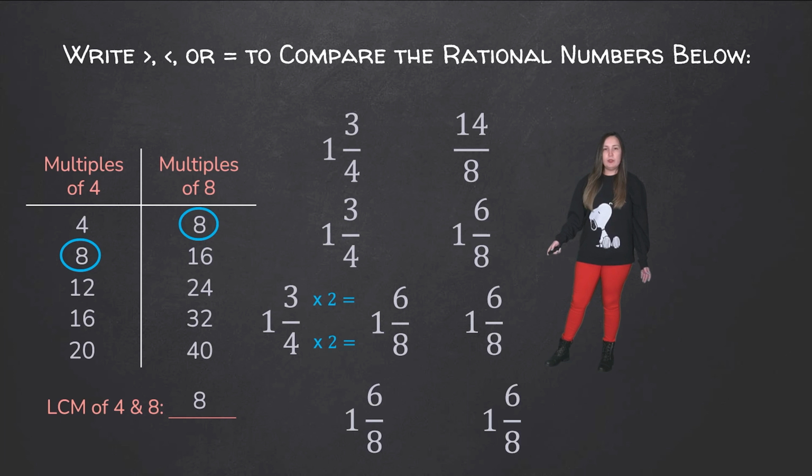Now we're going to rewrite the two mixed numbers we got. We have 1 6/8 and we have 1 6/8, which are exactly the same. So that means they're equivalent. That means that 1 3/4 is equivalent to 14 over 8.